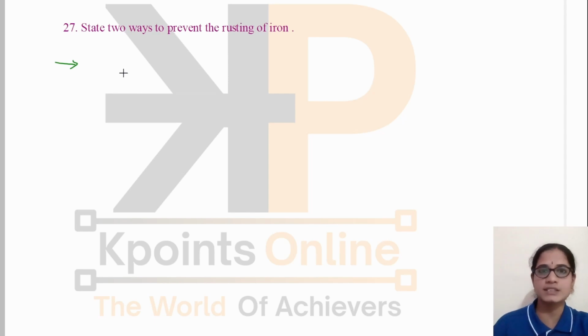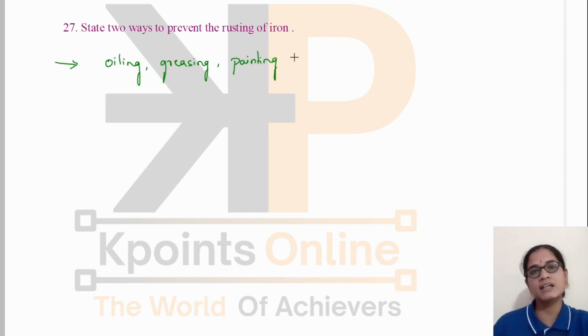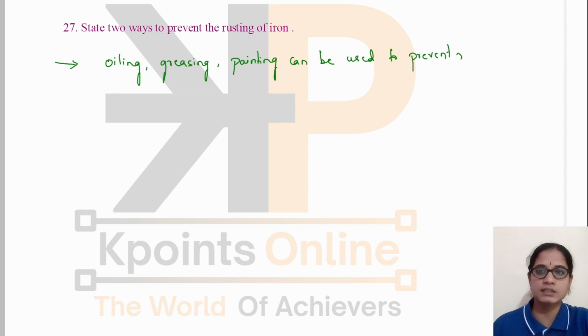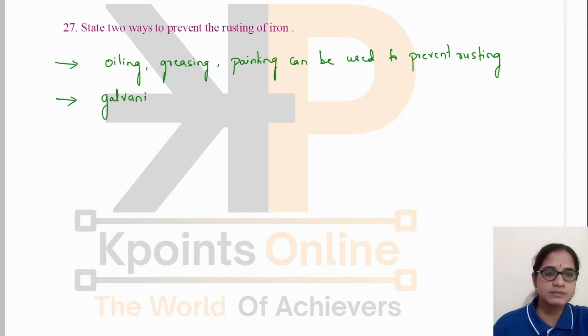We can prevent the rusting of iron by oiling, greasing, painting. You might have seen the windows or the doors which are made up of iron, they are often painted, so that an external layer of paint that is formed will prevent the iron from getting oxidized, from getting corroded. Okay, can be used to prevent rusting. And also in many cases galvanization is done. Yes, galvanization prevents rusting of iron.